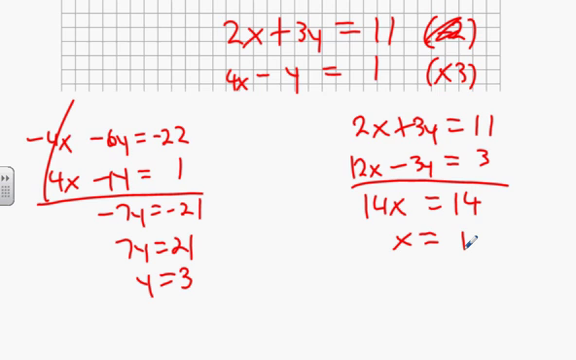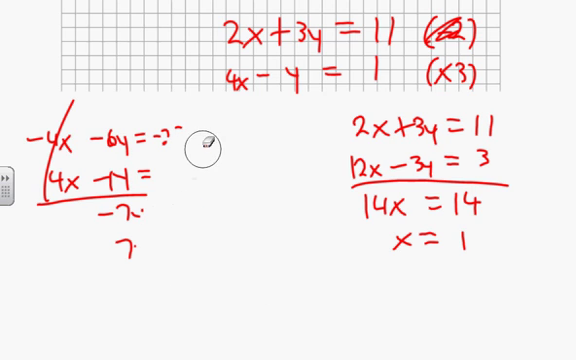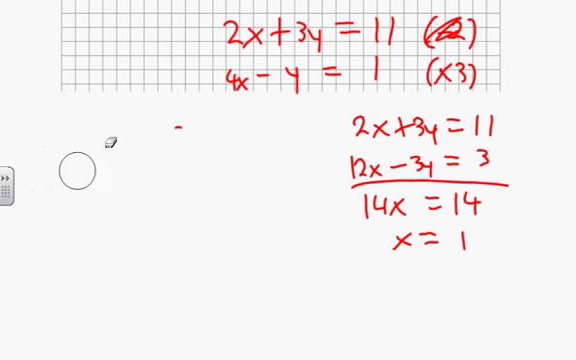I know it did it two ways here, but let's imagine we just did it the way on the right. What would I have to do with that x value? Yeah, you put it into one of the equations. Pick one of the equations and use it. So it's going to be 2 times 1. What's 2 times 1? 2. 2 plus 3y equals 11.